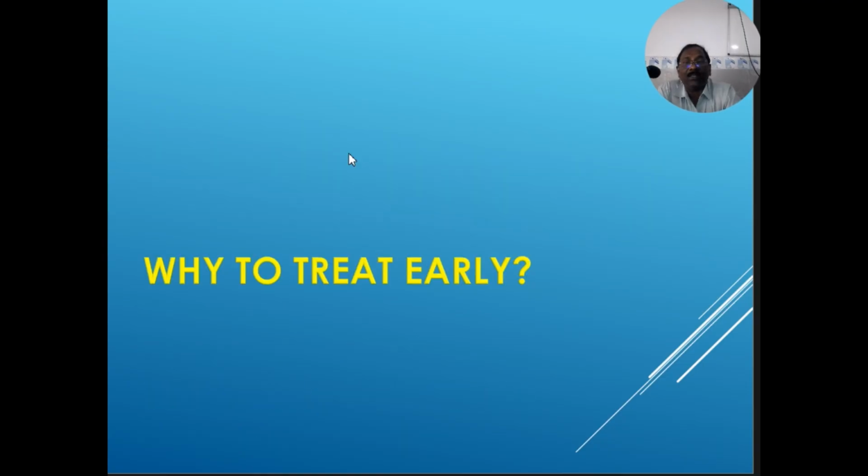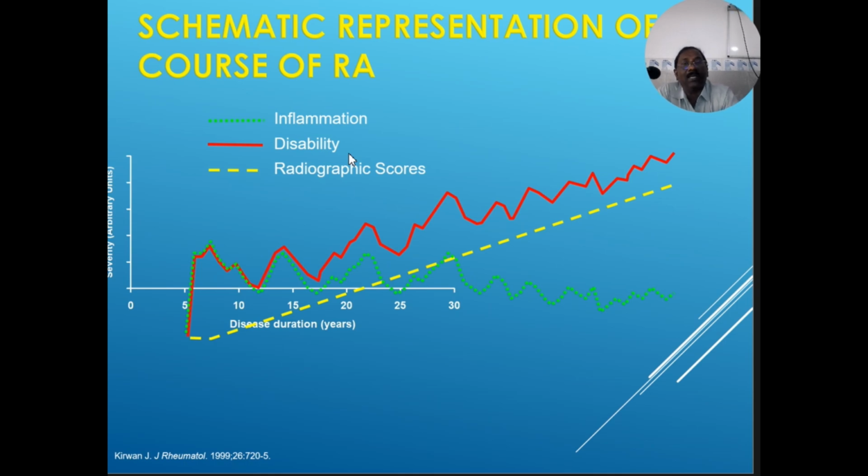So why treat early? Because it is a progressive and an aggressive disease and leads to a lot of inflammation. See, inflammation is very high in the initial few years, and after 20 or 25 years of rheumatoid arthritis life, the inflammation may not be that high. But what is more important here is disability and also your radiological changes. Again, in the early days of rheumatoid arthritis, you don't have any radiological changes. Radiological changes occur much later. But the disability and the inflammation are very, very important.